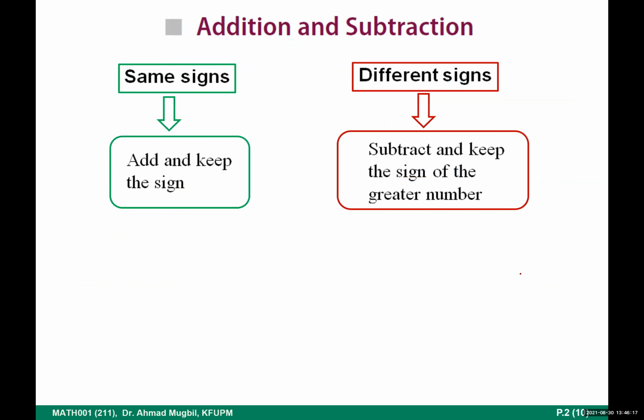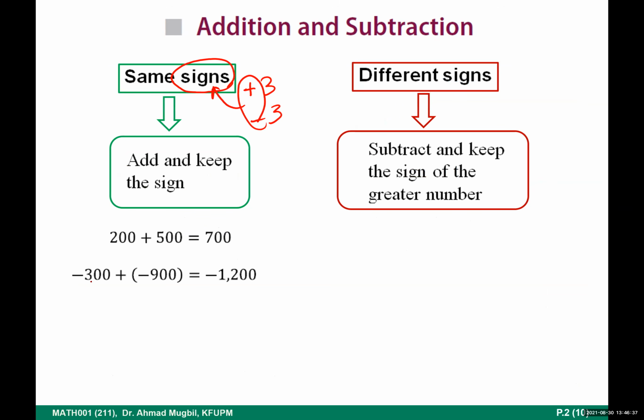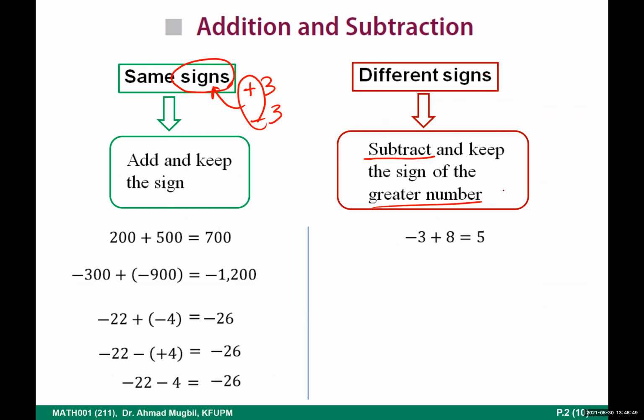So easy. Now, how do we add numbers when they have the same signs? What are signs? This is positive 3, and this is negative 3. These are called signs, positive and negative. If you are adding numbers with the same sign, just add and keep the sign. But if they have different signs, one positive and one negative, you subtract and keep the sign of the greater number. And this is just for you to have an idea.